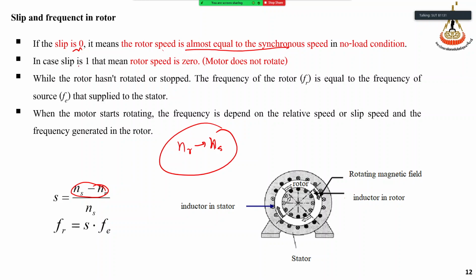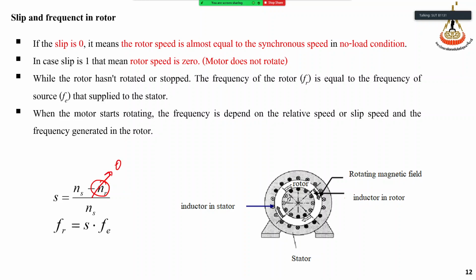And in the case where slip is 1, what does slip equal to 1 mean? Slip 1 means the rotor is not moving, right? NR is 0. It means that you block the rotor. It's connected to a very heavy load, very high torque, and it's not possible to drive. So slip is 1, you block the rotor. This is a very dangerous condition, right?